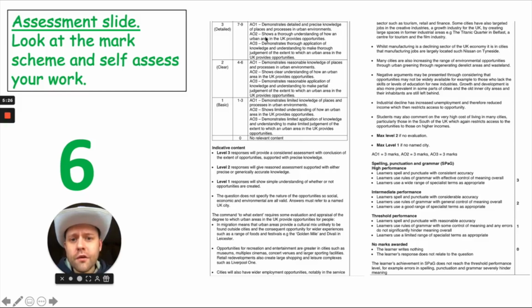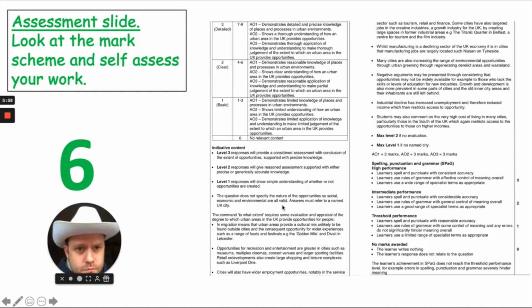AO2 shows a thorough understanding of how an urban area in the UK provides opportunities. Can you explain the opportunities? That's what AO2 means. And AO3, thorough application of knowledge and understanding to make a thorough judgment. You do that in the first sentence, okay, when you say to some extent or to a large extent, all right? But it's how you link your answers back to the question during that time, which helps.